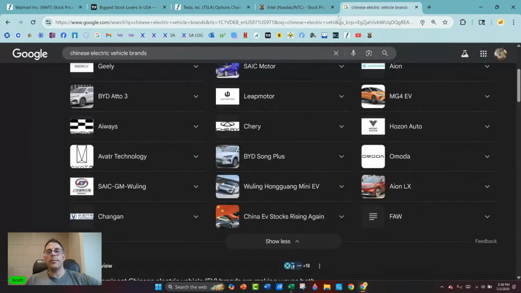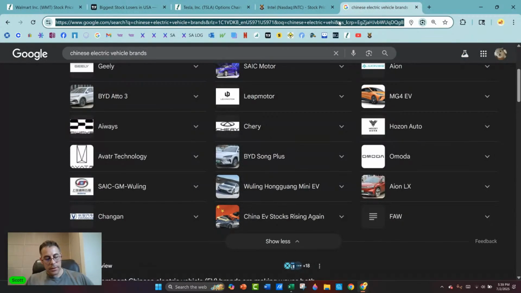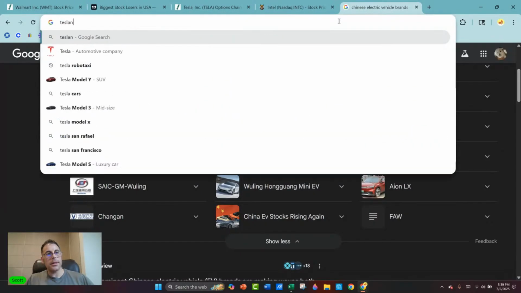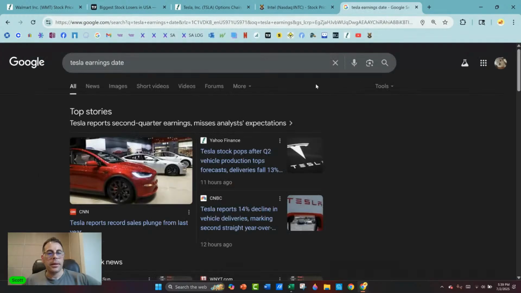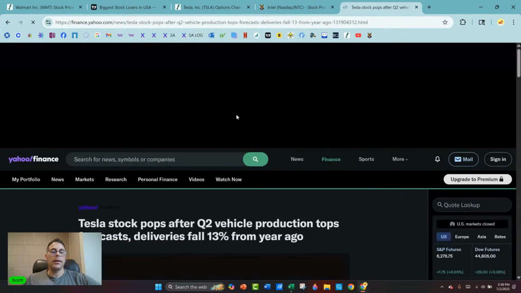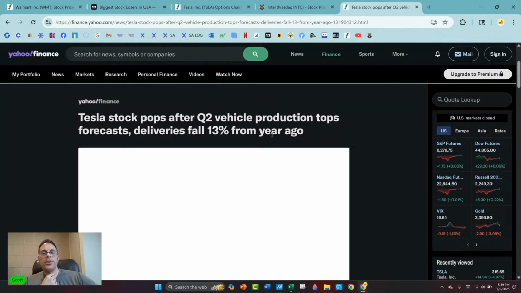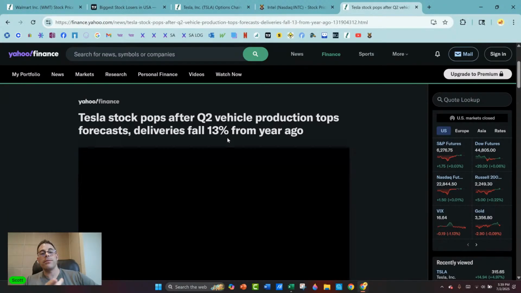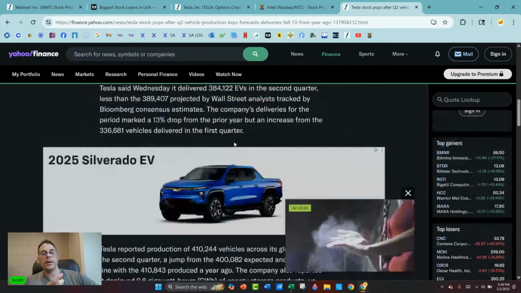Wasn't there news about Tesla earnings? I thought I heard about it today. Yeah, Tesla stock pops as Q2 vehicle production tops forecasts. Deliveries fall 13% from a year ago.